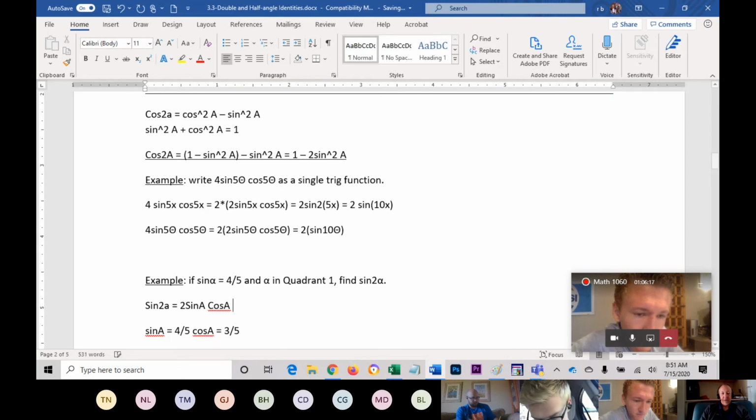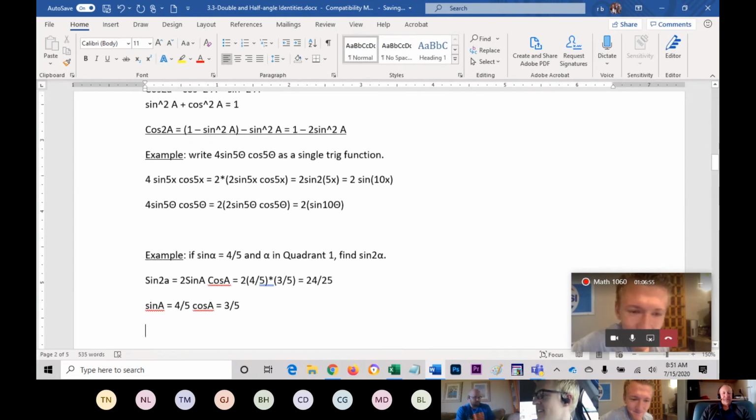So now we can just plug those both in, right? This becomes 2 times 4/5 times 3/5. Can you do that in your head? That's 24/25. Bang. Who needs a calculator, you guys? You guys are all so smart. We're going to throw all your calculators away and we're going to call you all math magicians.